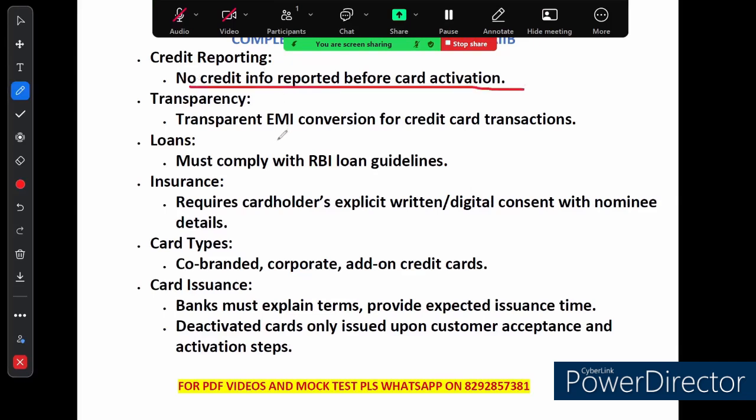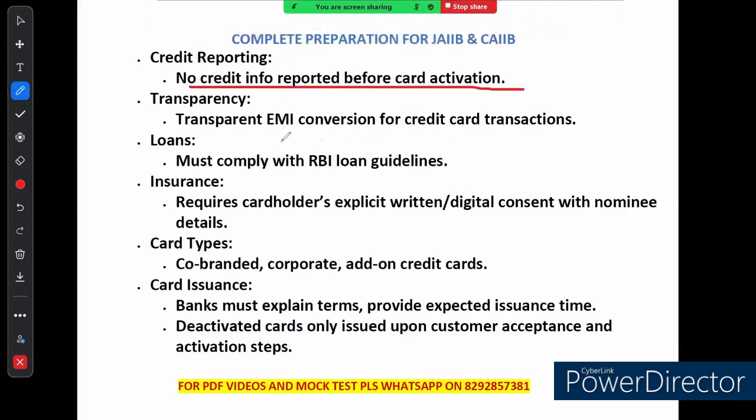Transparency and terms. See, everything must be transparent. When I say everything transparent, that includes EMI conversion. It should be clear, and any loan offered through the card has to follow RBI guidelines. Insurance tied to the card. Right, if insurance is tied to the card, that requires your written consent, including details of the nominee.